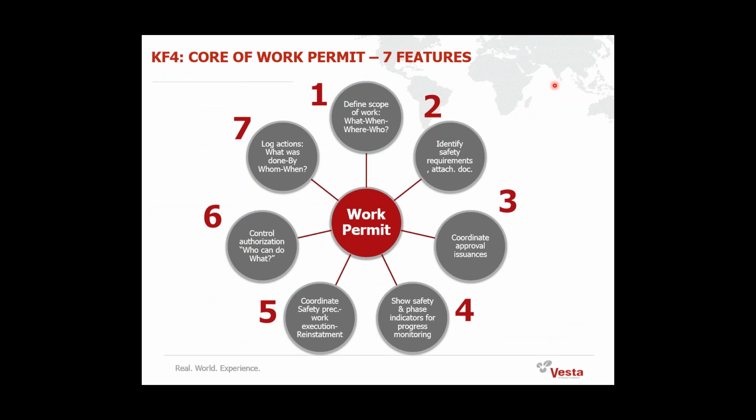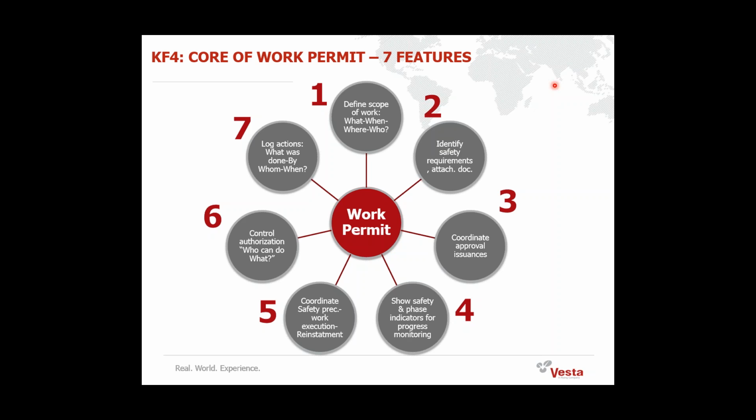Okay, number 4, the core of the work permit. Within the work permit there are 7 important features. First, defining the scope of work: what needs to be done, when do we need to do it, where is it done, and who's doing it. Second one is to identify the safety requirements, and if required you can also attach documents.